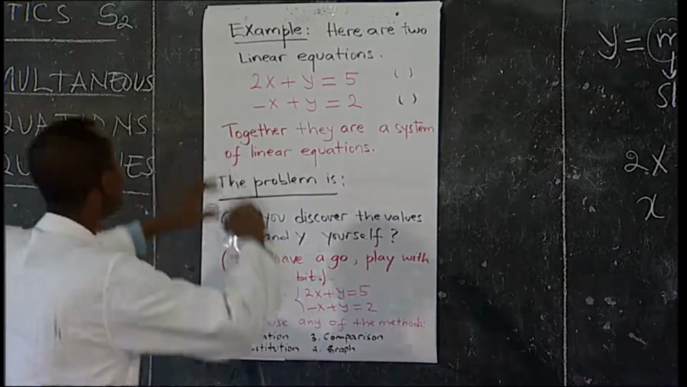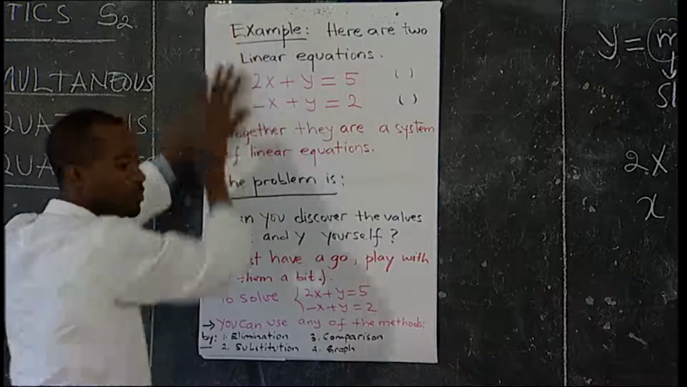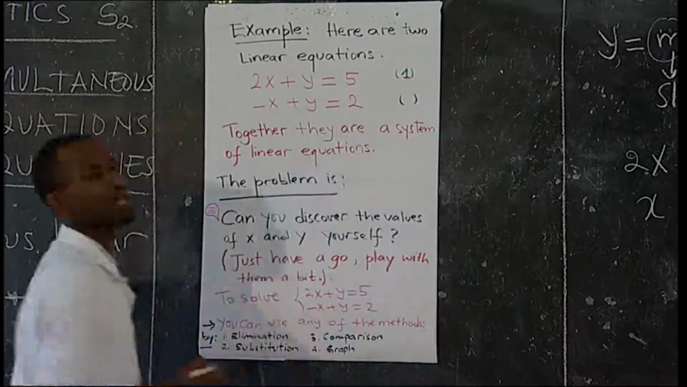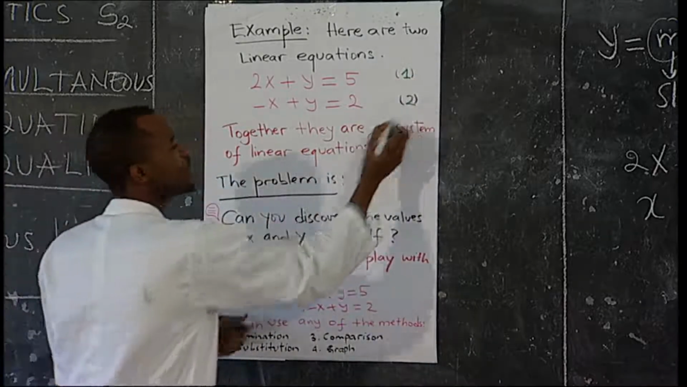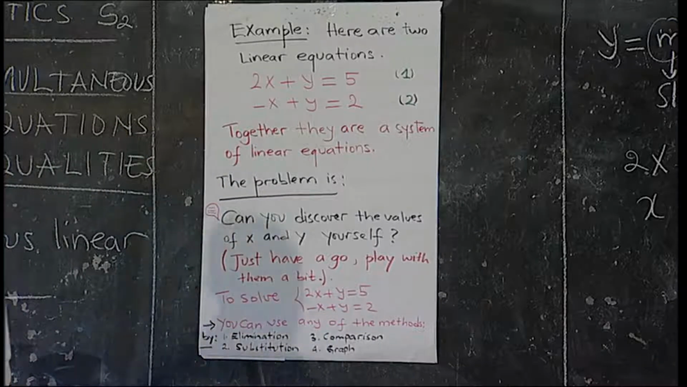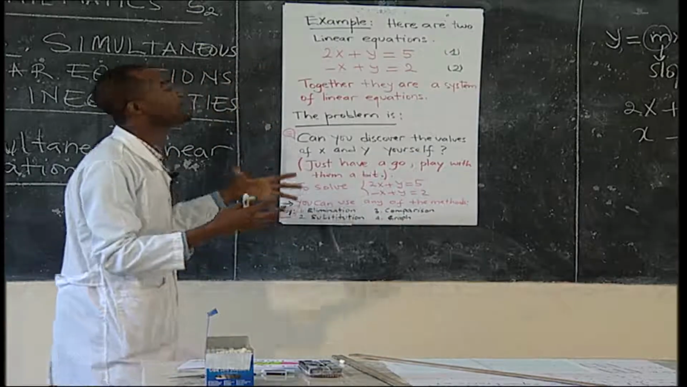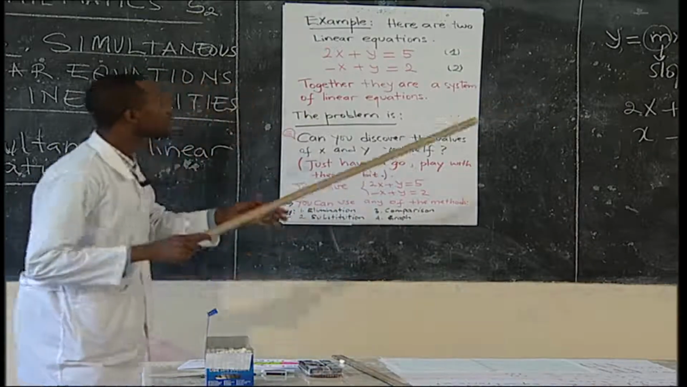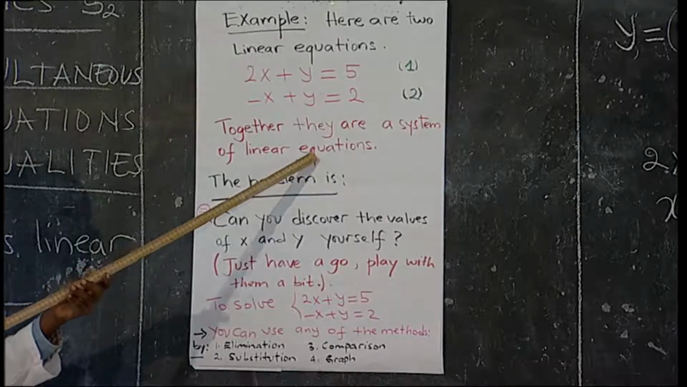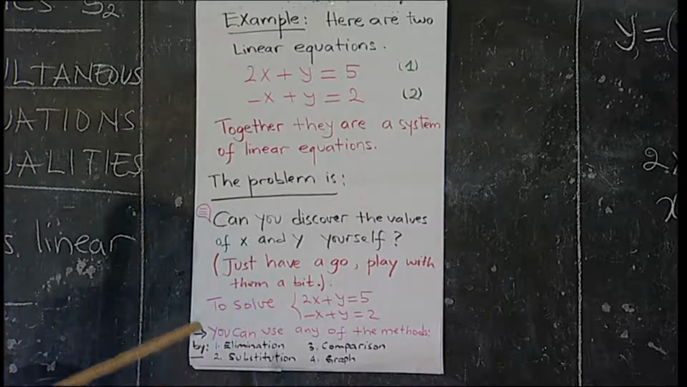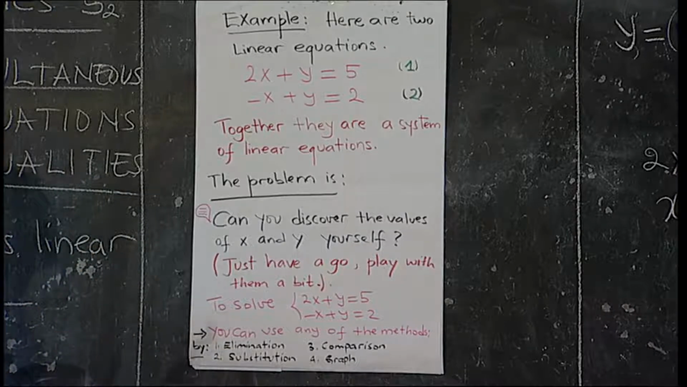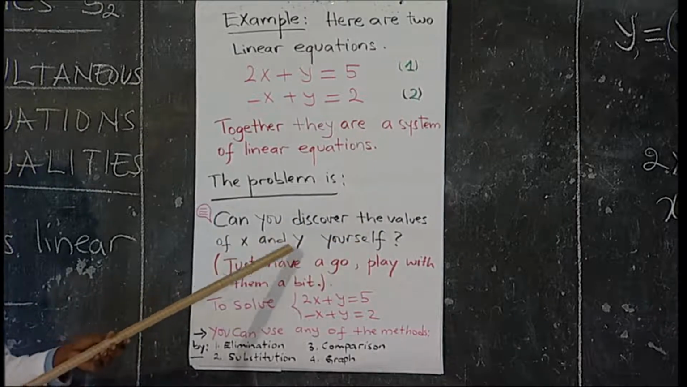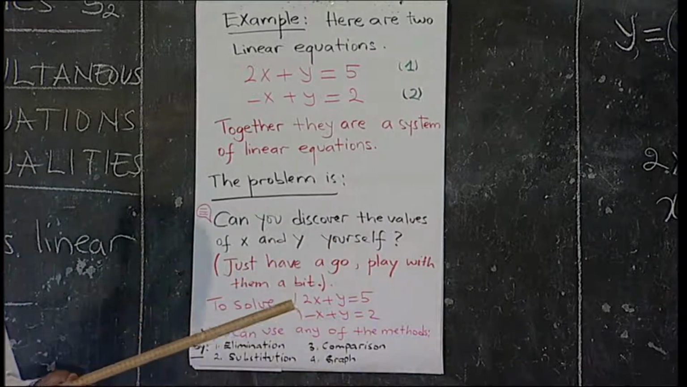Now, to make your work very easy, you need to name your equations. I can name this one as 1, and this one I call 2. As long as you have two equations, they form what we call a system of equations. In other words, together they are a system of linear equations. I hope you've understood this. Now, there is a problem you have to ask yourself. Can you discover the values of x and y yourself? Can you?